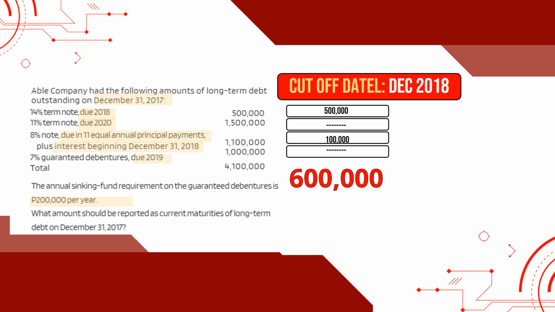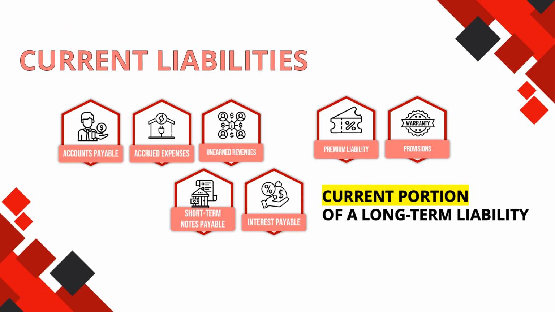So the idea here is, you have to be careful to determine what the current portions of your long-term liabilities are, and you have to classify them accordingly as current liabilities. And with that, we're officially done when it comes to our current liabilities, right?